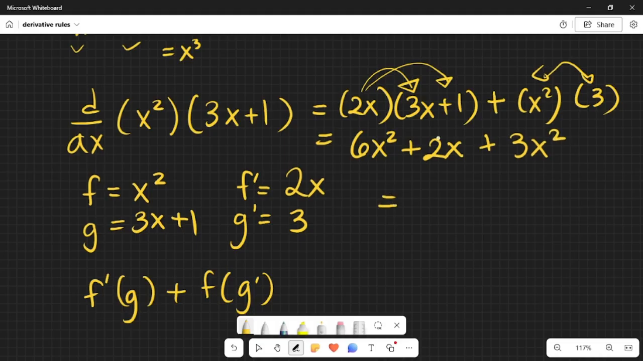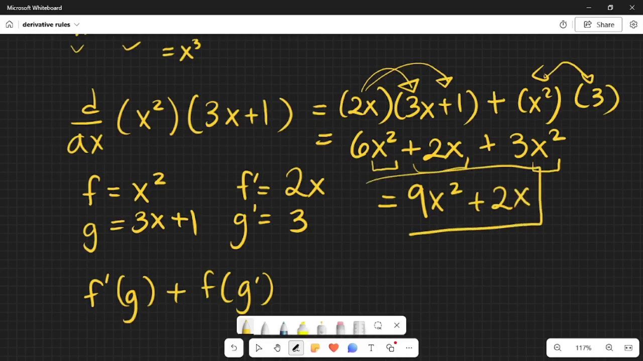We simplify this further. You notice that these two terms have the same base and the same exponent. Therefore, we can add them. 6 plus 3 is 9. And then we copy the base and the exponent. And then we have 2x. So this is our final answer since it's simplified.